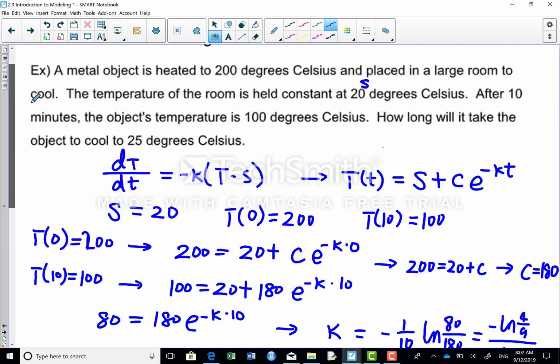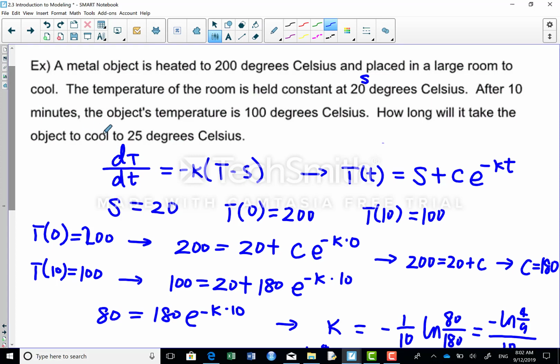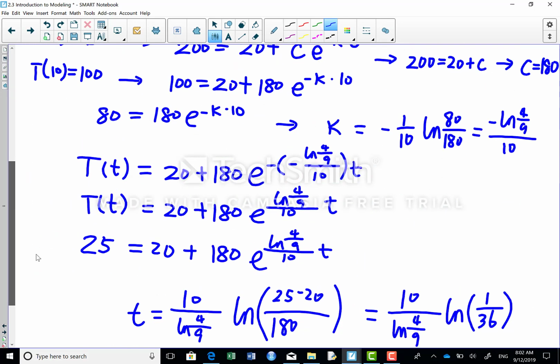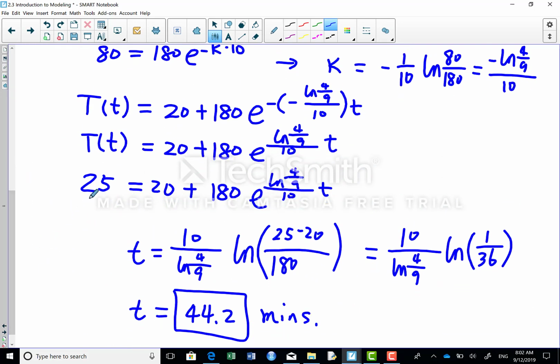So the question is, how long will it take for the object to cool to 25 degrees Celsius? So 25 is the value of capital T. We can plug that value into the particular solution, 25 for capital T, and then solve for little t to figure out how long it takes.